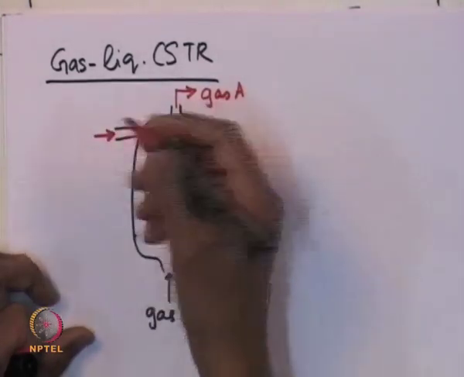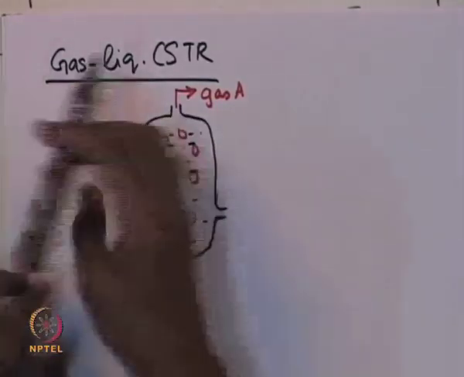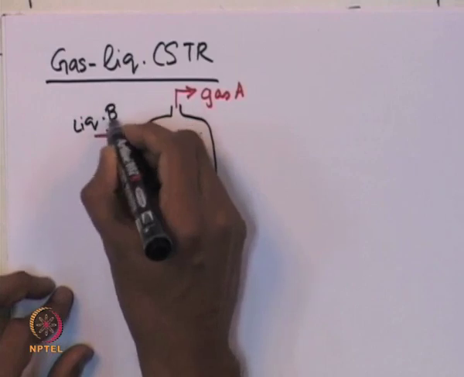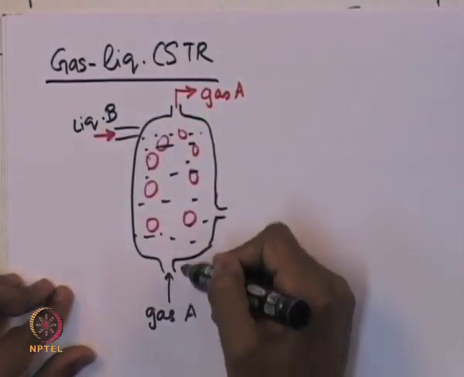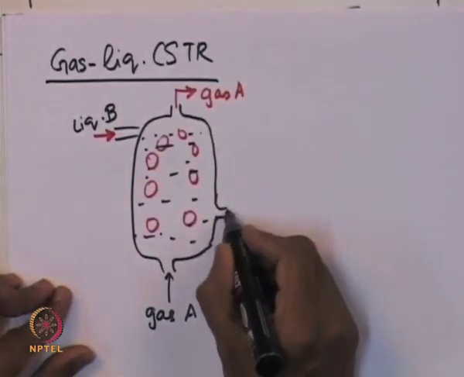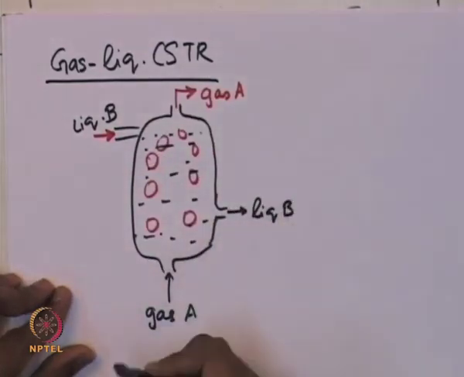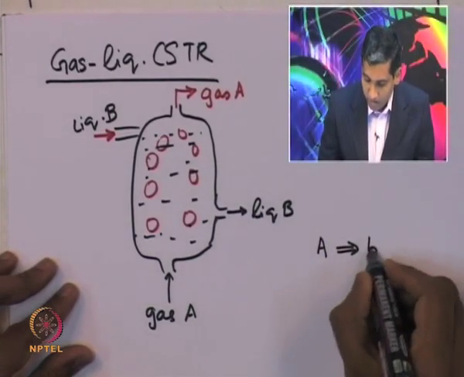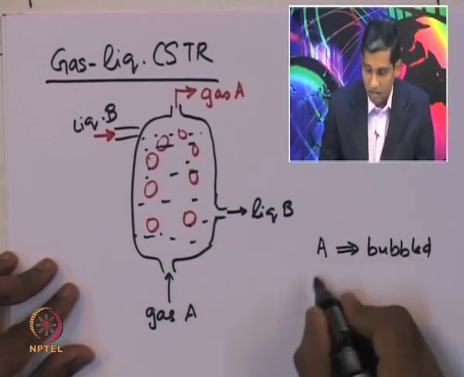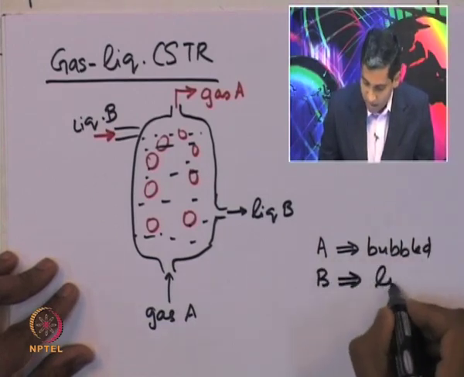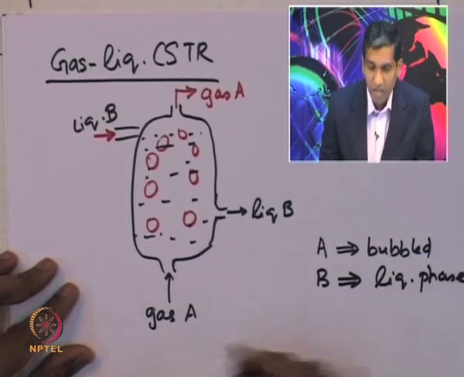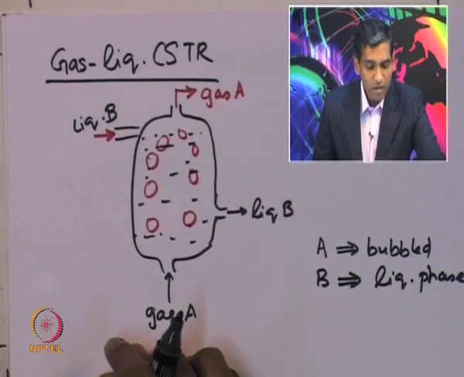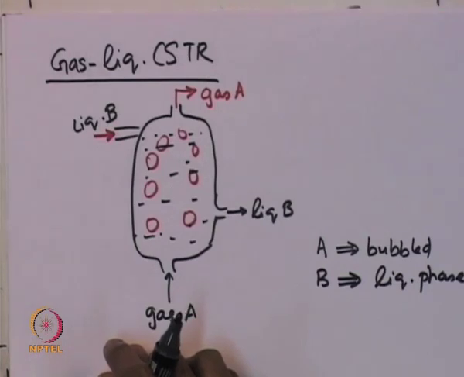Now, suppose there is a liquid B which is now flowing through this reactor, and the gas is simultaneously bubbled through this liquid. So, the liquid leaves from the exit stream for the liquid. Now, species A is being bubbled and species B is the liquid phase which is going through the reactor. So, now one can realize that there are three processes which are occurring here. Remember, this is a gas liquid reactor.